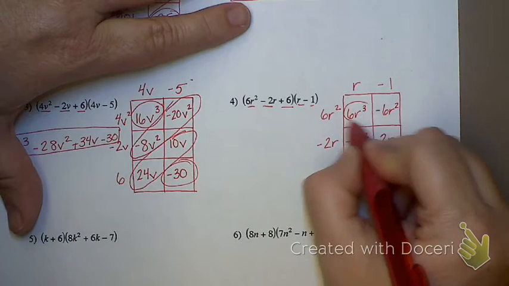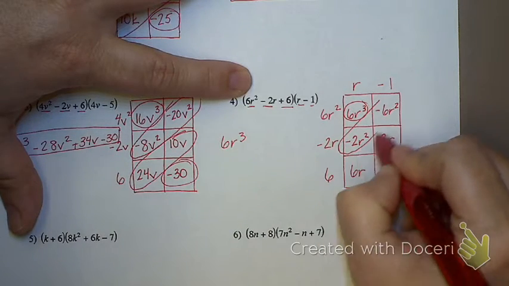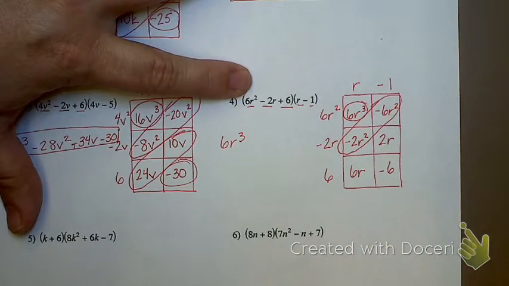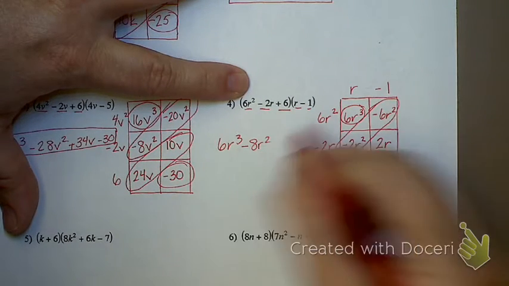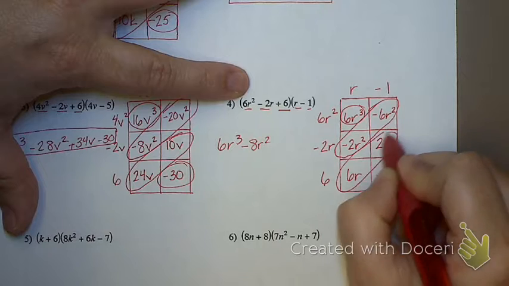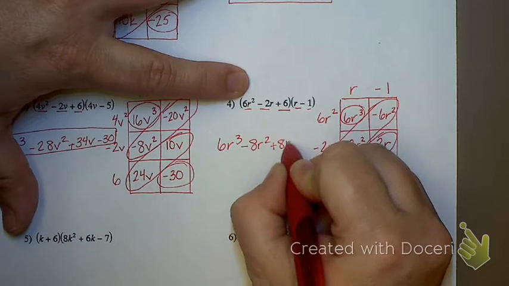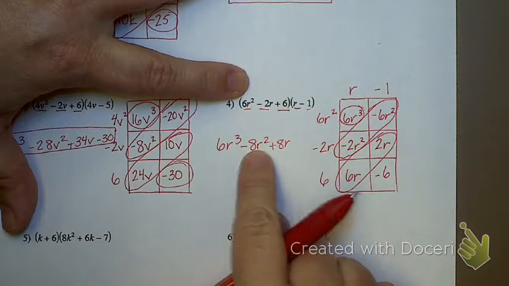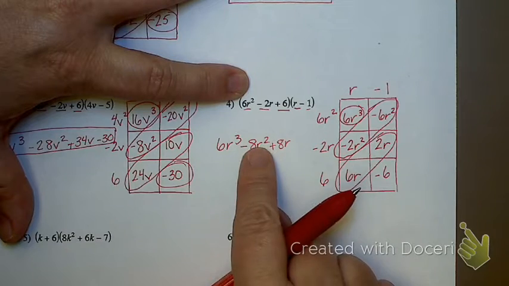So let's put this all in order. 6r to the third, and then what have I got? I have negative 6r squared and negative 2r squared. That would be negative 8r squared. Another set of like terms. 6r and 2r, that would be positive 8r. Do those cancel out? Positive 8 and negative 8? They do not cancel out because they are not like terms. I can't combine an r squared with an r.